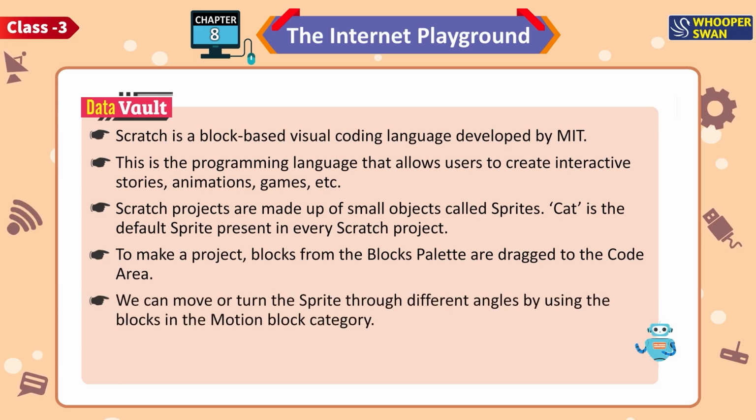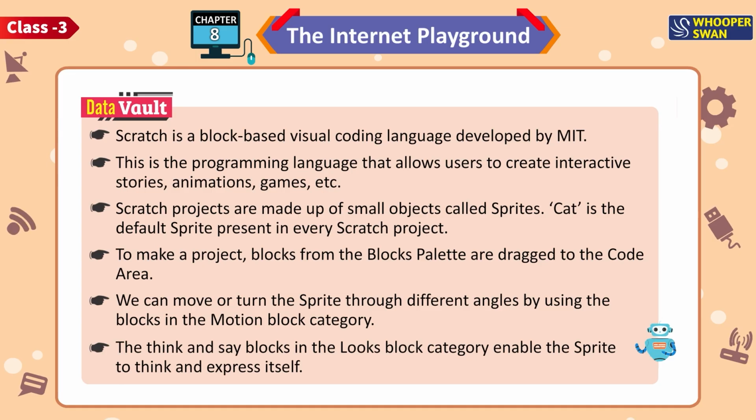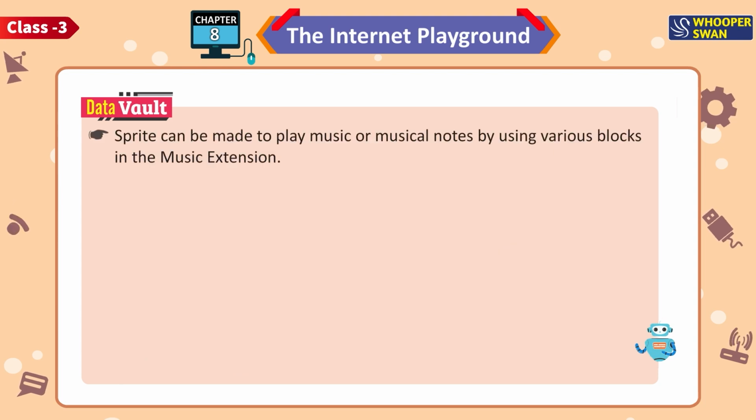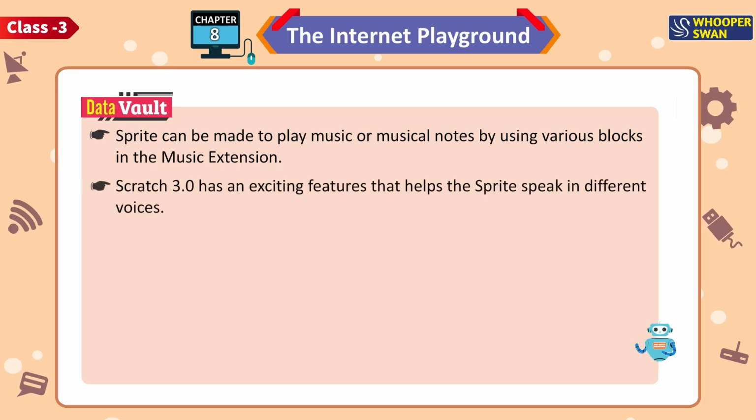We can move or turn the sprite through different angles by using the blocks in the Motion block category. The Think and Say blocks in the Looks block category enable the sprite to think and express itself. Sprite can be made to play music or musical notes by using various blocks in the Music extension. Scratch 3.0 has an exciting feature that helps the sprite speak in different voices. The file extension of a Scratch project is .sb3.